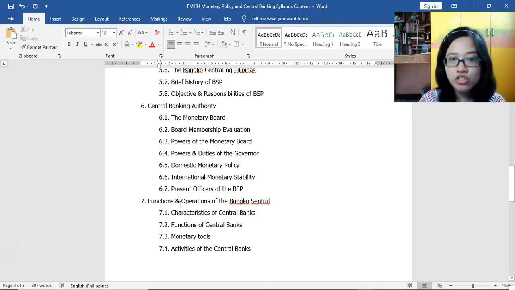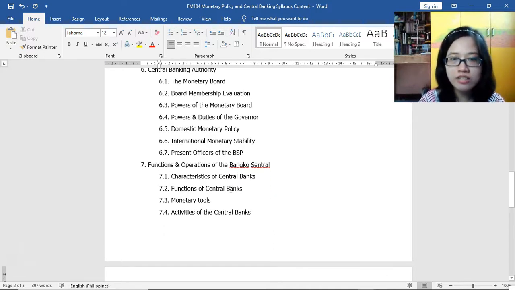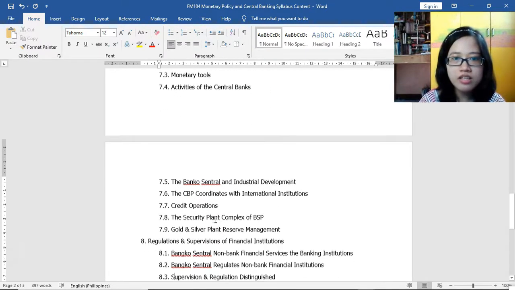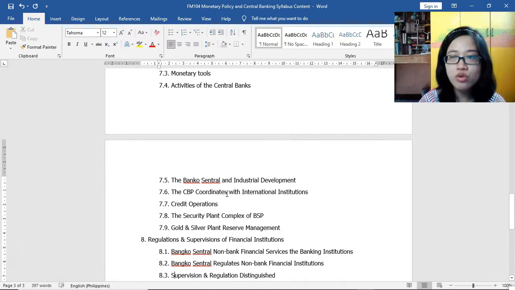Topic number 7, functions and operations of the Bangko Sentral. First off, we have the characteristics of central banks, functions, monetary tools, activities of the central banks. And then we have the BSP and industrial development. How do they contribute to that? The BSP coordinates with international institutions when the country is in need of financial help from international financial institutions such as the World Bank, IMF, or the Asian Development Bank, or other international financial institutions. So they go through the BSP or the central bank.